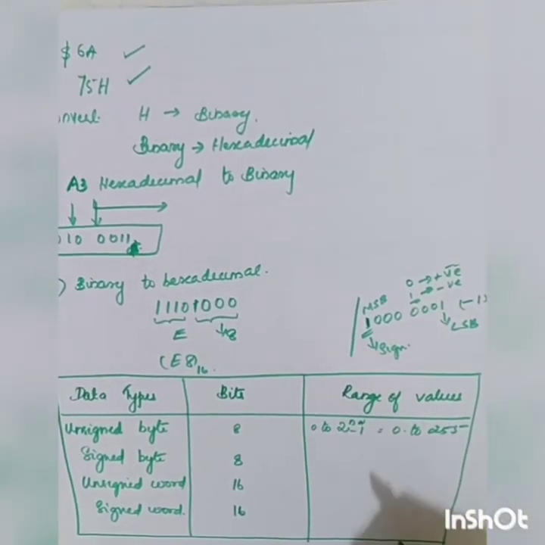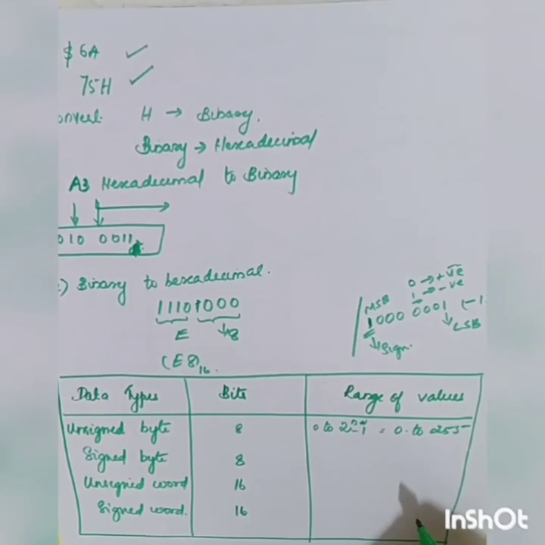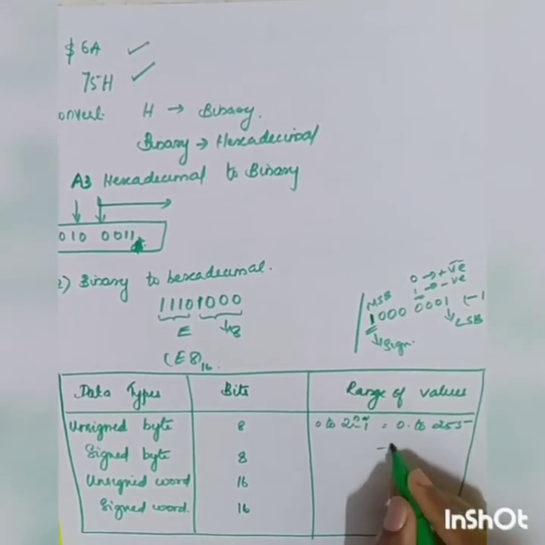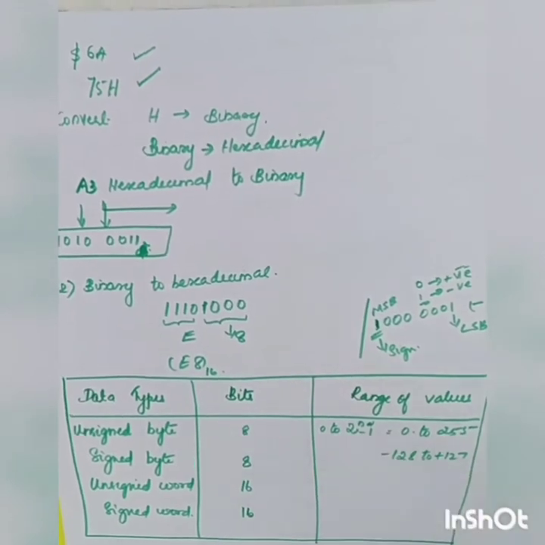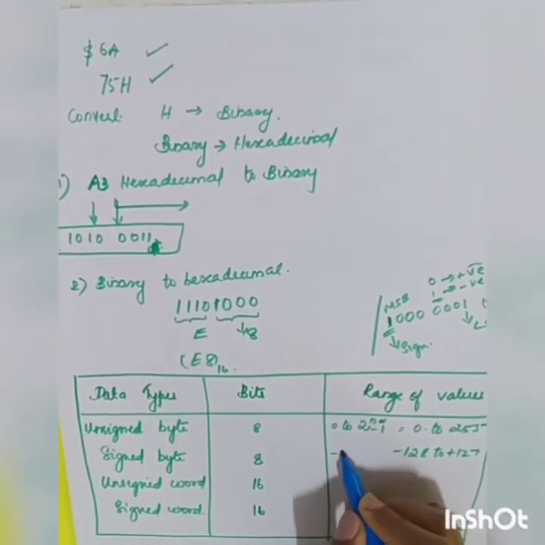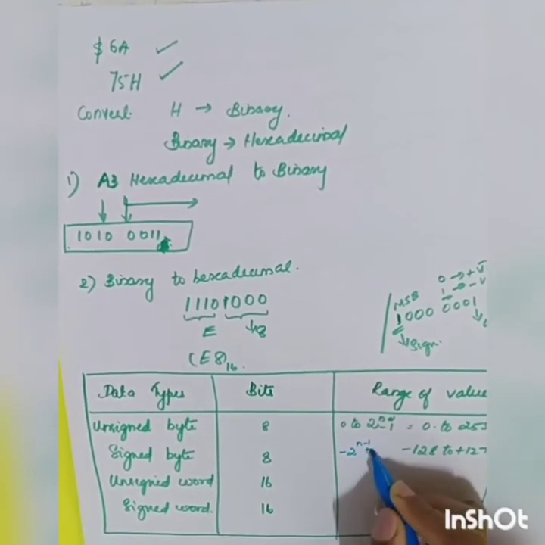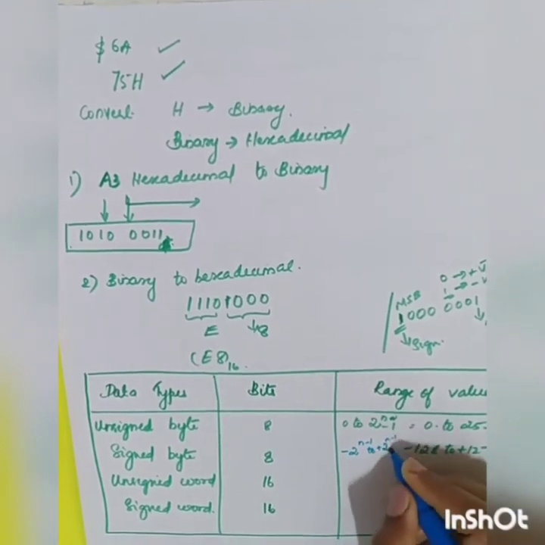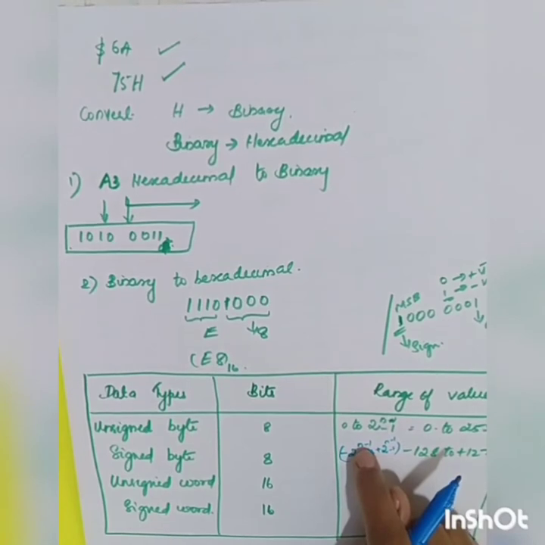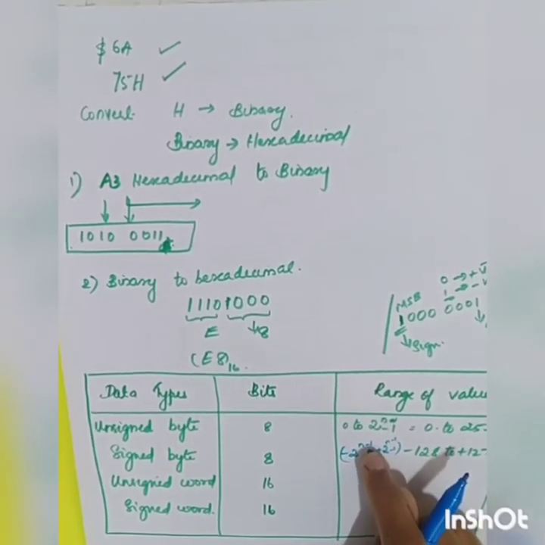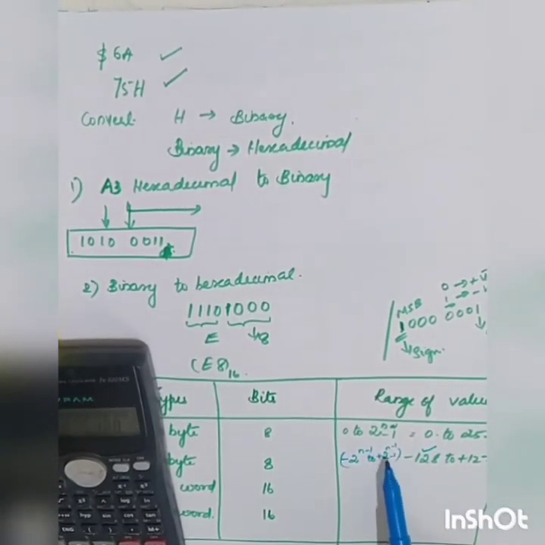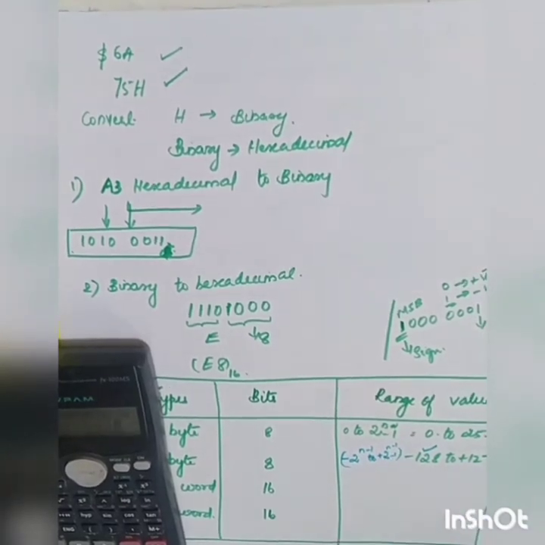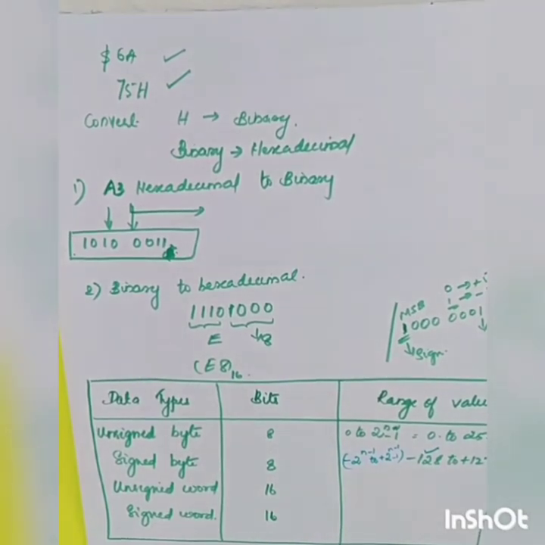Okay. So what is the range of the signed byte? The range varies from minus 128 to plus 127. How did you get this? The range is given by minus 2 power n minus 1 to plus 2 power n minus 1, minus 1. For example, 2 power n is 2 power 8. 8 minus 1 is 7, so minus 2 power 7, which is equal to 128. Therefore minus 128 to 2 power 7 minus 1, which is 128 minus 1, plus 127. Okay, so this is how you get the value.